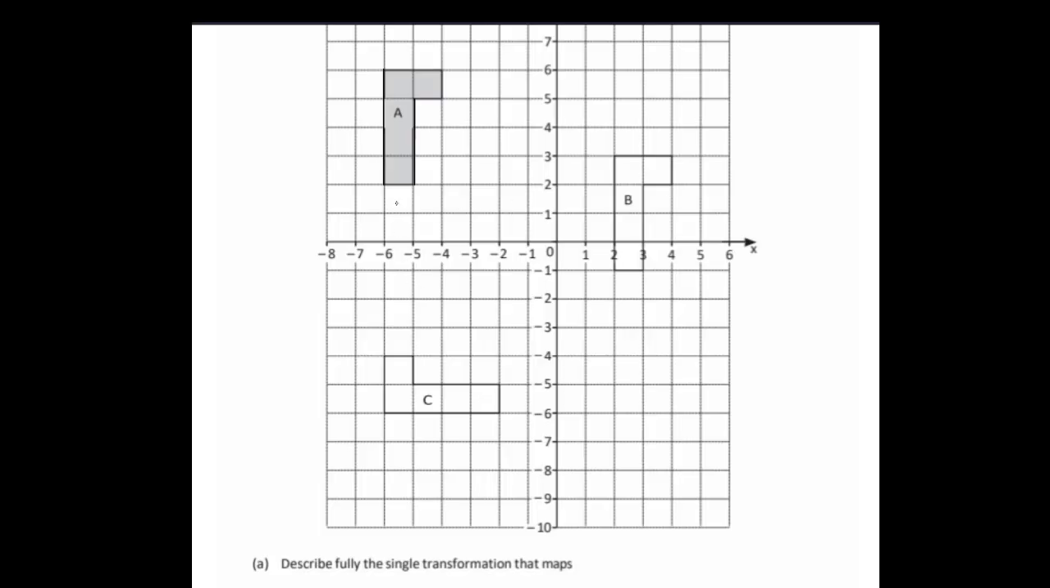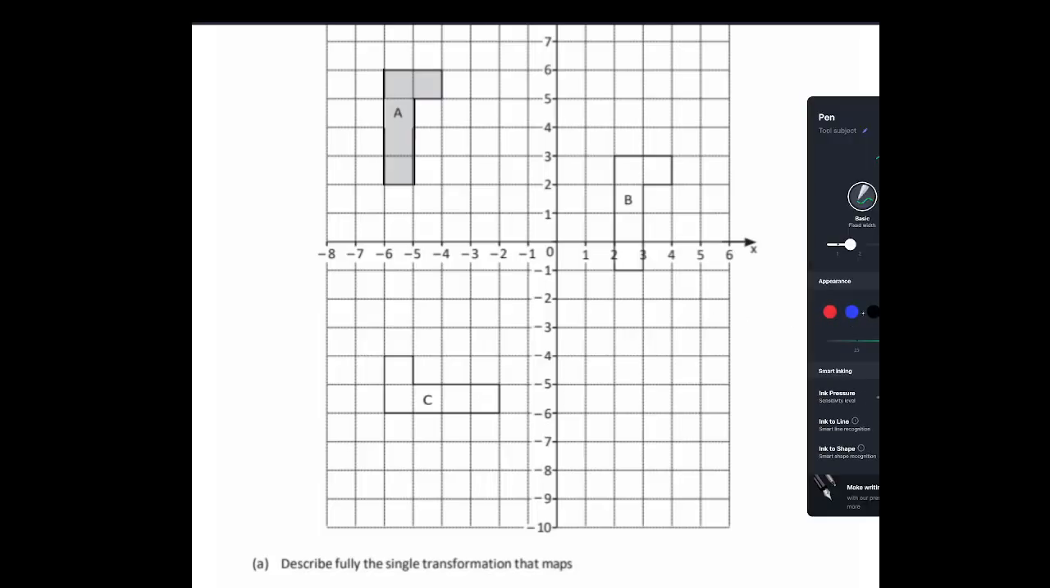Shape A onto shape C, when you see it, it is a rotation. When its orientation is changed, it is not the same, so that means it is a rotation. Now for rotation we need to find the center of rotation and the angle of rotation. I have made a separate video for this, on how to find the center of rotation and also the angle. So here I will give you the answers.